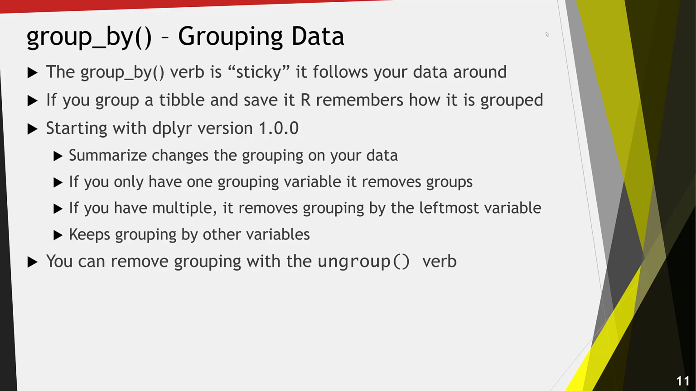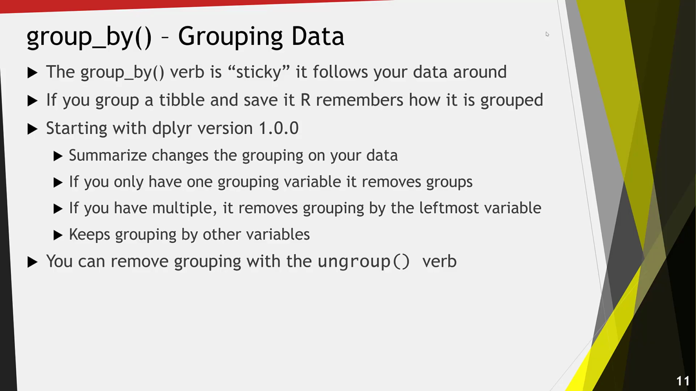It's important to understand how group by works. The group by verb is sticky in that it follows your data around. If you group a tibble and then store it to a variable, R remembers how it's grouped. Starting with dplyr 1.0, summarize will change the grouping of your data. If you only have one grouping variable, it just removes the groups. If you have multiple grouping variables, it removes the first one that you specified in your group by statement, but it's going to keep grouping by the other variables.